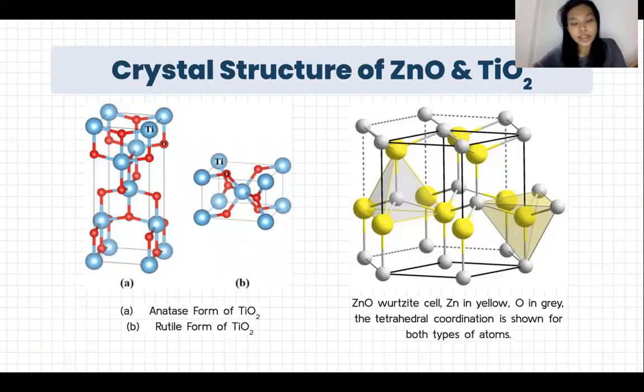Okay, so this is the crystal structure of ZnO or titanium oxide. It is the main, the key ingredient in physical sunscreen. As my friends told you before, the main ingredients in physical sunscreen are zinc oxide or titanium dioxide. Crystalline titanium dioxide occurs naturally in three polymorphs: anatase, rutile, and brookite. Among all three, rutile is the most stable.